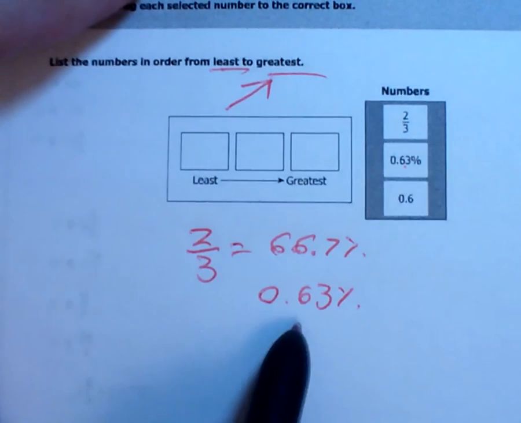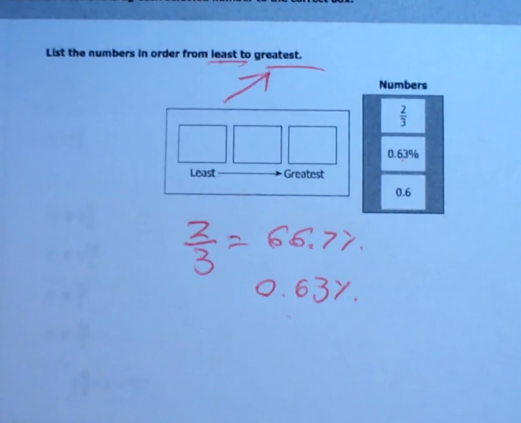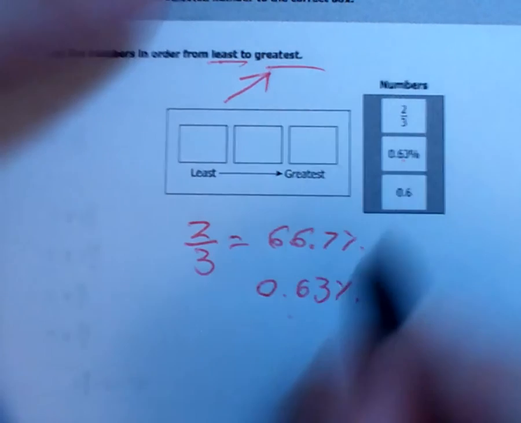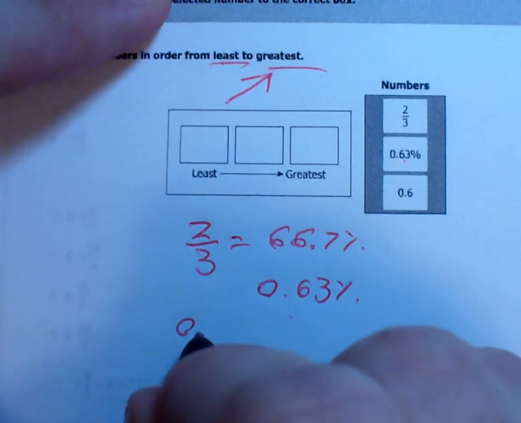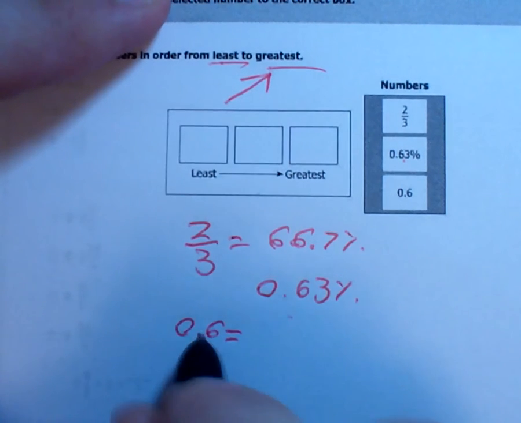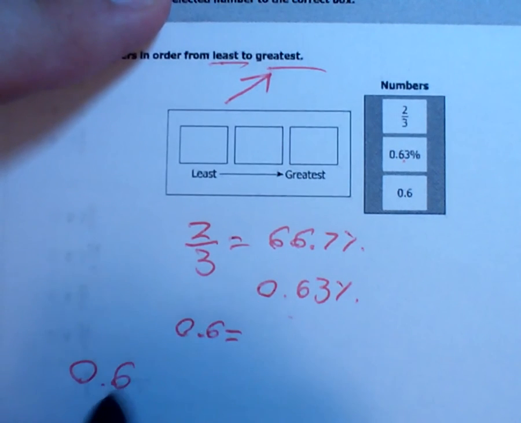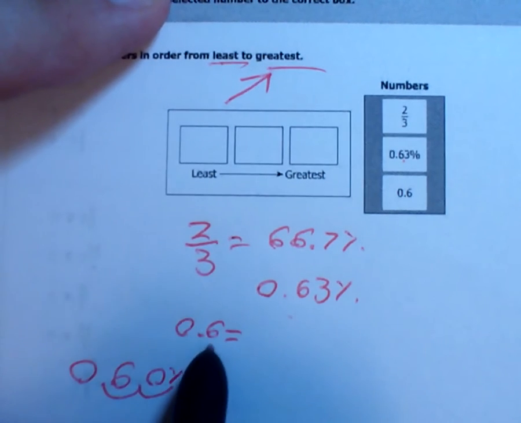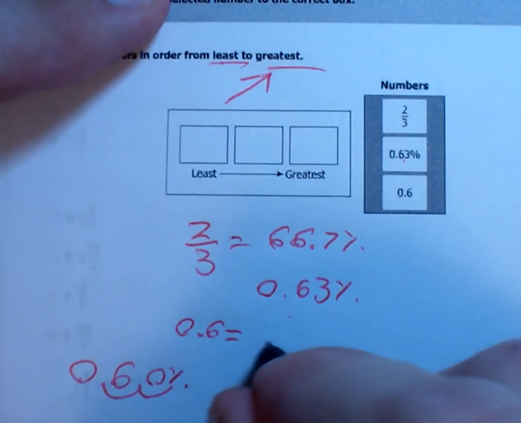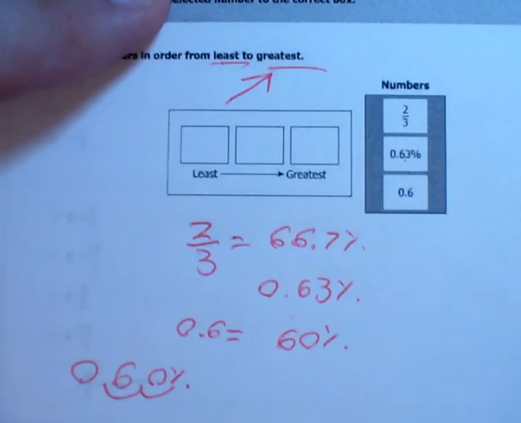0.63%. That is less than 1%. Don't look at that thing like it's on par with that 66.7. It is less than 1%. All right, and then this last one, 0.6 equals, well, move it 2 places over, 0.6. 2 places over towards a percent sign would be 60%, or 6 in the tenths place. Well, 60%. Now it's easy to figure out.